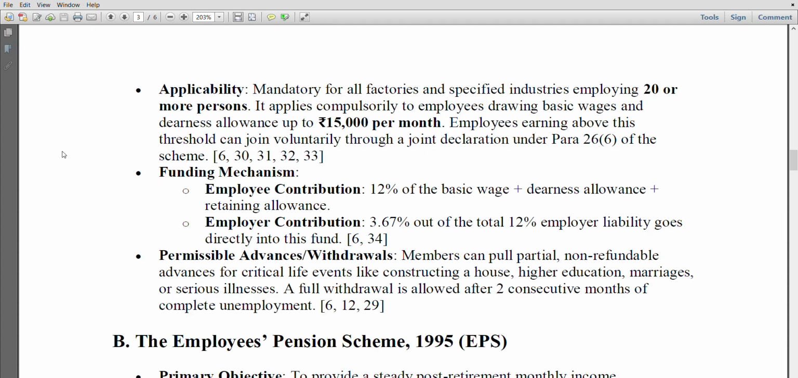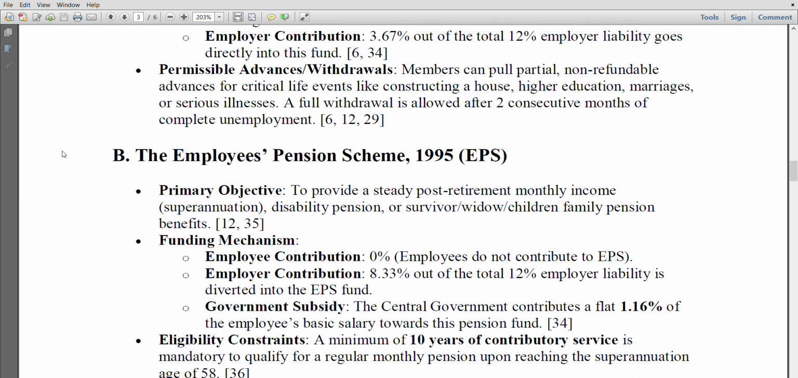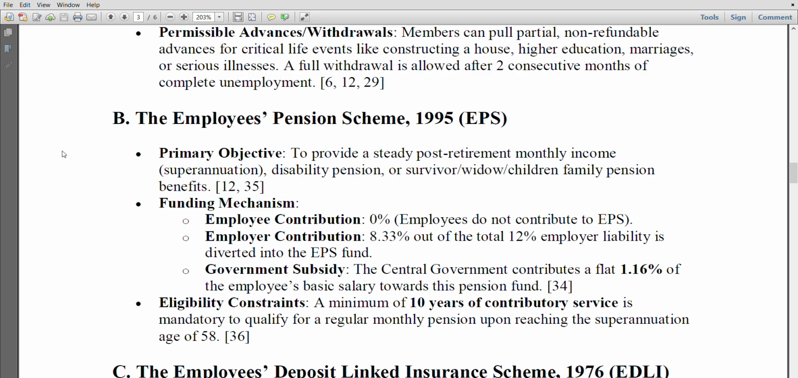Permissible advances and withdrawals: members can take partial, non-refundable advances for critical life events like constructing a house, higher education, marriages or serious illnesses. A full withdrawal is allowed after 2 consecutive months of complete unemployment. Employees Pension Scheme 1995, EPS. Primary objective: to provide a steady post-retirement monthly income. In bracket we have superannuation, disability pension or survivor, widow and children family pension benefits.